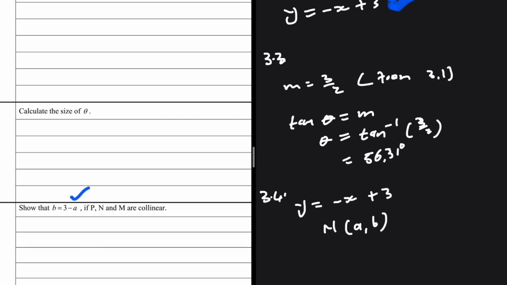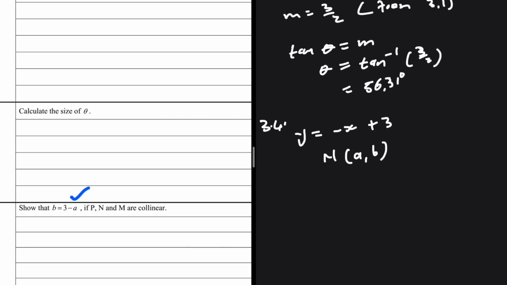I think the most obvious step, the first approach you should try out, is to substitute N into the equation of that line. Because you have been told that P, N and M are linear. So that's the first thing that we must try out. Maybe it won't work, right? But it should be the most organic thing, what comes to mind first.